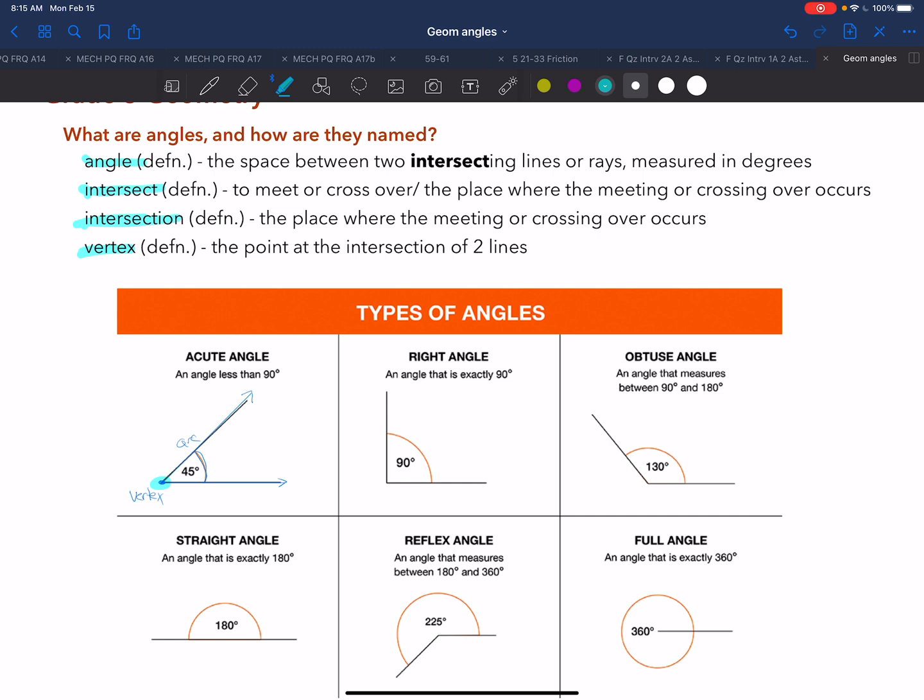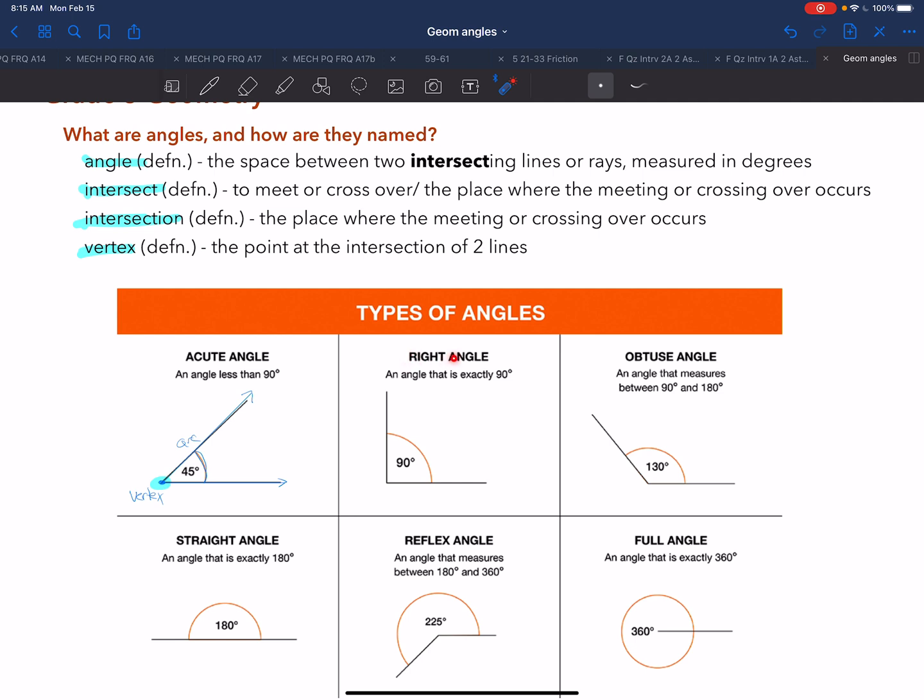The first of them is an acute angle. So we have different types of angles. There's an acute angle like this, and we can see the angle's kind of small. It's almost like an alligator mouth. That's called acute. And the definition of it is it's an angle less than 90 degrees, and we'll talk more about that as we go along.